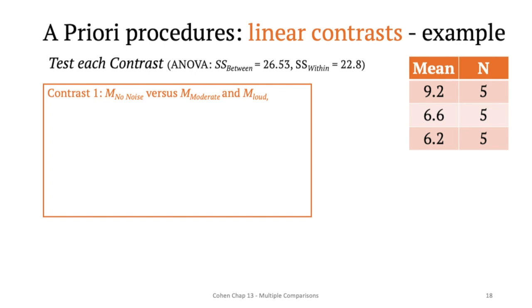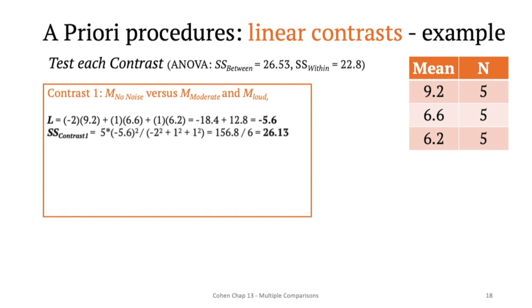So going back to the example we had in the last lecture, where we have the mean of the no noise group versus the mean of the moderate noise and the loud noise groups, we can compare these. We could use a -2 to compare the no noise to these two. And what we get is this -5.6 for our L. So our SS contrast is 5, the group size, times the -5.6 squared, divided by all the c's squared. That gives us 26.13.